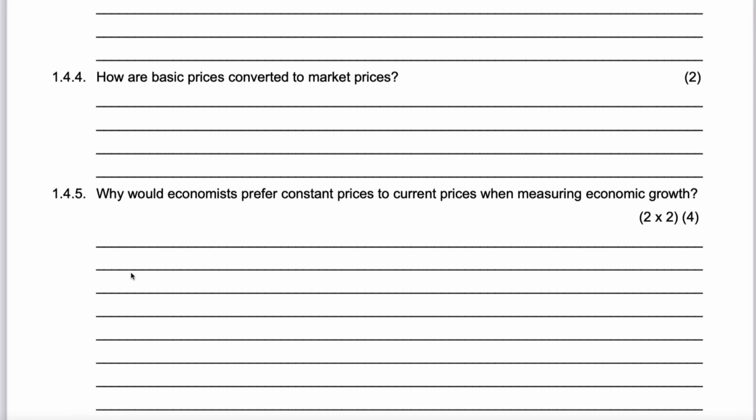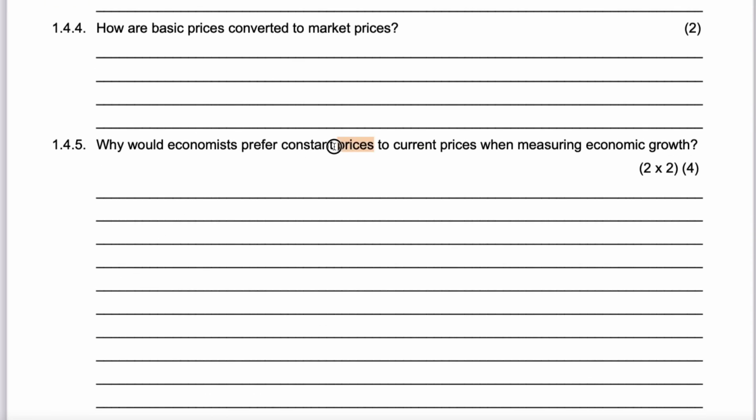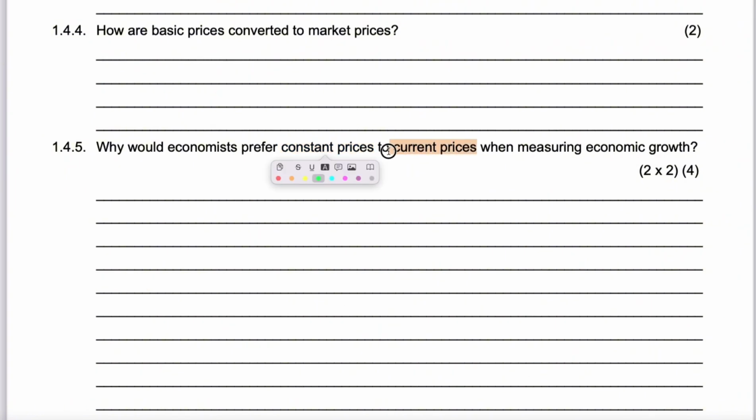The last question, why would economists prefer constant prices to current prices? Now, constant prices are the ones held to a base year. They are the ones that should be used if we want to compare one year with the other, because they take into consideration the effect of inflation. So they exclude that effect so that it gives us the correct or the actual happening, because current prices will give us the wrong impression. So basically that's what you need to say.